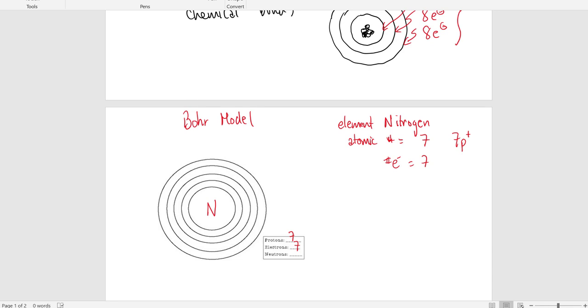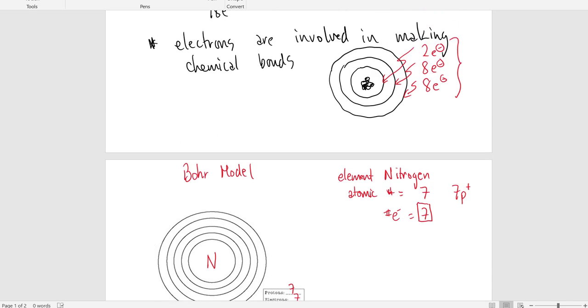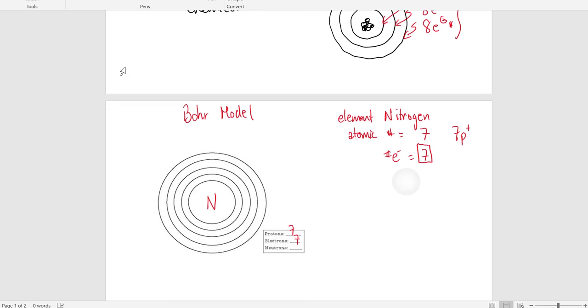What we're going to do is put in these 7 electrons, keeping in mind that we can only put 2 electrons in the first, 8 in the second, and 8 in the third. So what we do is we start with putting 2 electrons in the first.